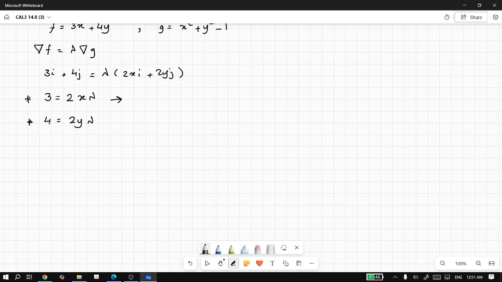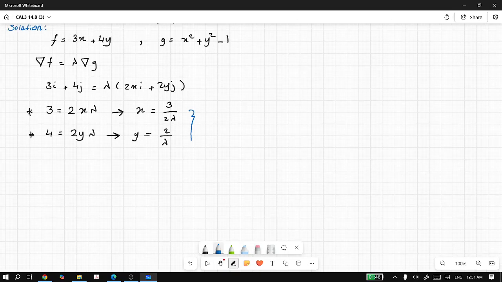From here we get that x is equal to 3 over 2 lambda. So we found x with respect to lambda, and from the second equation, we get that y is equal to 2 over lambda. So we found the values of x and y with respect to lambda. Now we need to find lambda. How do we find lambda? As usual, we are using the condition that is given to us, g of x and y.